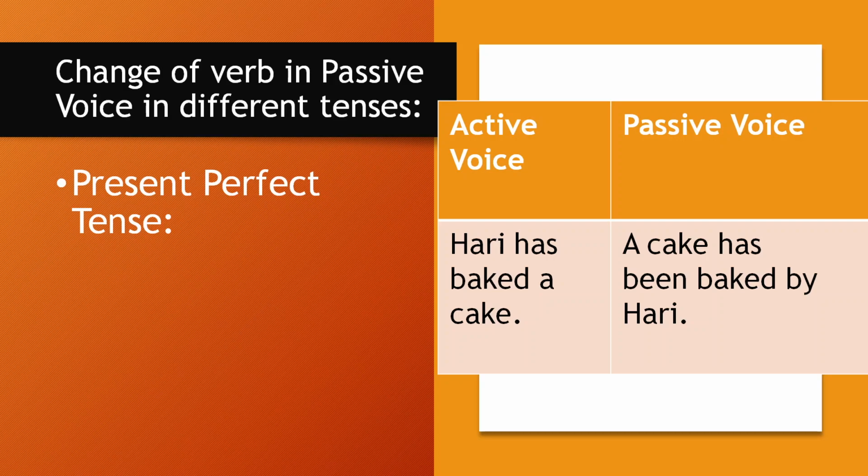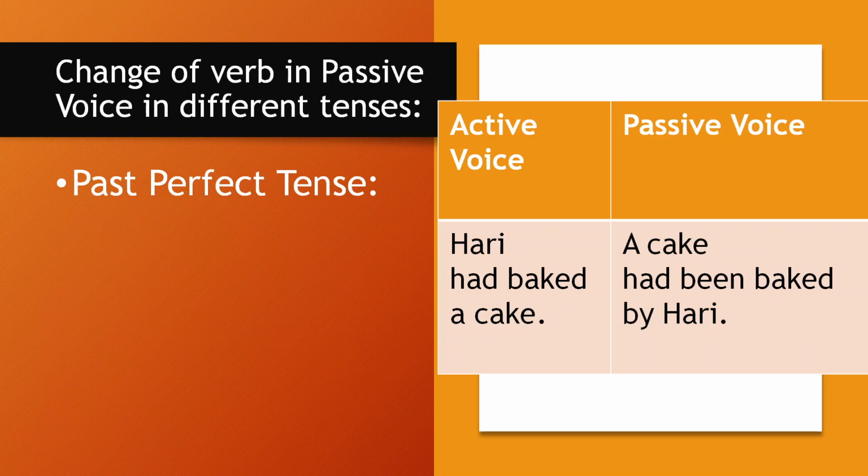Coming to perfect tense, present perfect tense. Here also we need to add something in the passive voice in the verb structure. Yes, you guessed it right. That is BEEN. Hari has baked a cake. A cake has been baked by Hari.